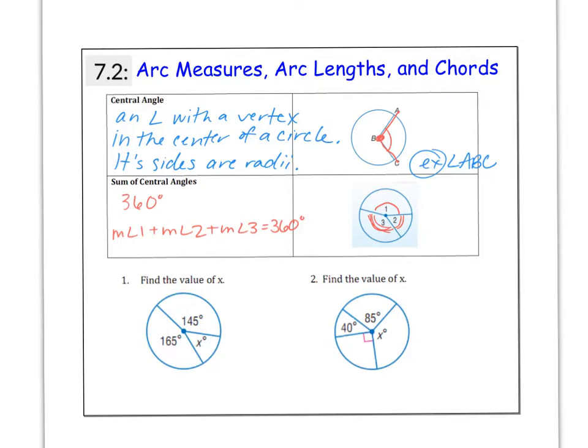If you're at Buck Hill and you do a 360 on your snowboard, you do one full revolution or one circle. So knowing that, will you take a minute, pause the video, try numbers 1 and 2, knowing that the circle central angles add up to 360, see if you can solve for x.